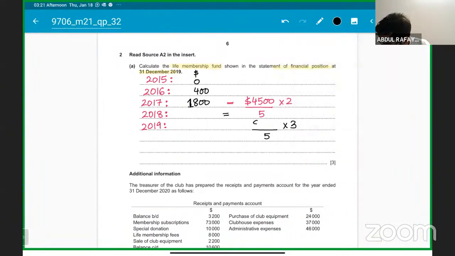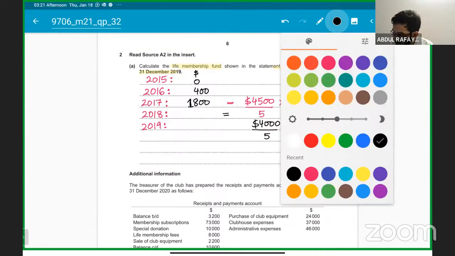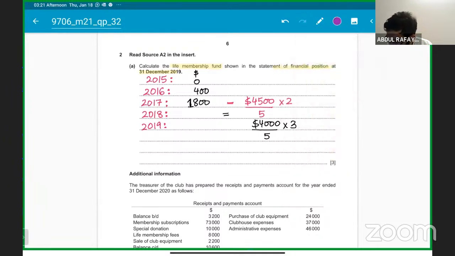Okay, $4,000 is the amount for 2018. 4,000 divided by 5 into 3 years still remaining. So the balance will be coming as, sir, $2,400 as the life membership balance for 2018 is left. That will be credited for the next year. Balance brought down. Okay, and 2019 का क्या हो जाएगा? Simply it is 6,500, right?